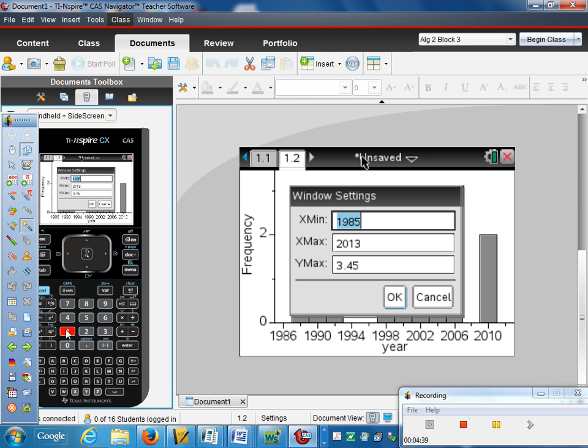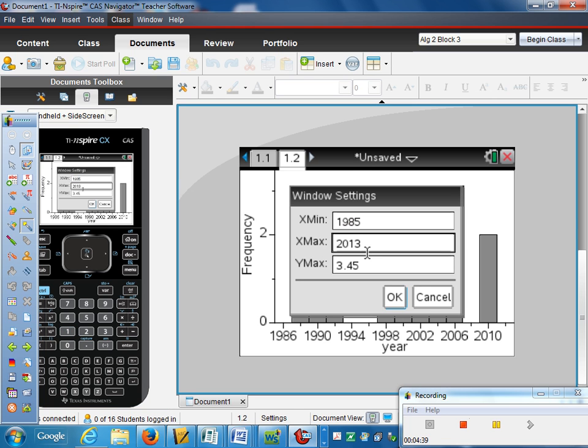Okay, it'll take the maximum. It doesn't know yet that we want to count these by 3s. In this case, since we're doing threes, which is kind of weird, 1985 plus 30 years would be 2015. So every 3 years would be 2000. We probably should go 2015, so we don't have to break a bar apart.